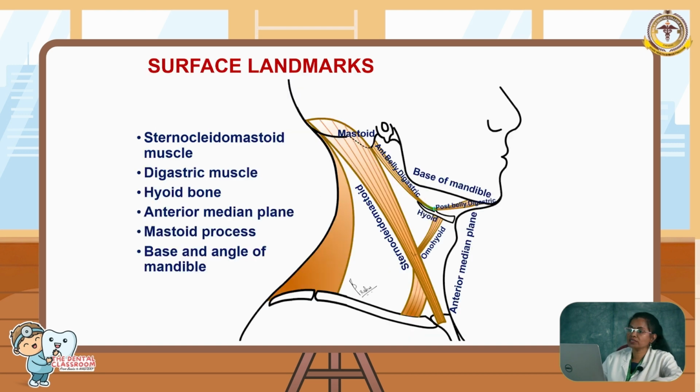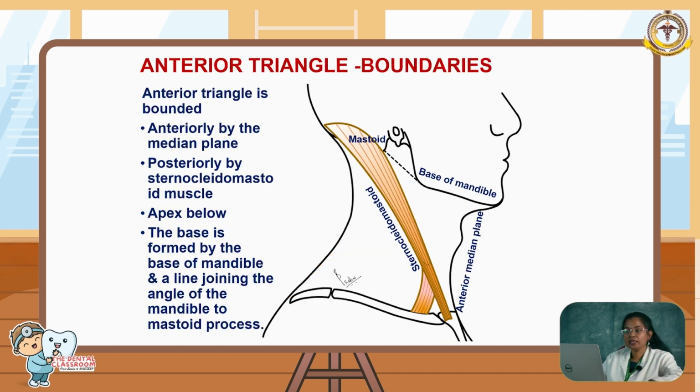First, let's see about the surface landmarks of anterior triangle. The sternocleidomastoid muscle, the anterior median plane of the neck, hyoid bone, the anterior and posterior bellies of digastric muscle, the mastoid process, base of the mandible, angle of the mandible, and the imaginary plane that is joining the angle of the mandible to the mastoid process. Let's see about the boundaries of anterior triangle.